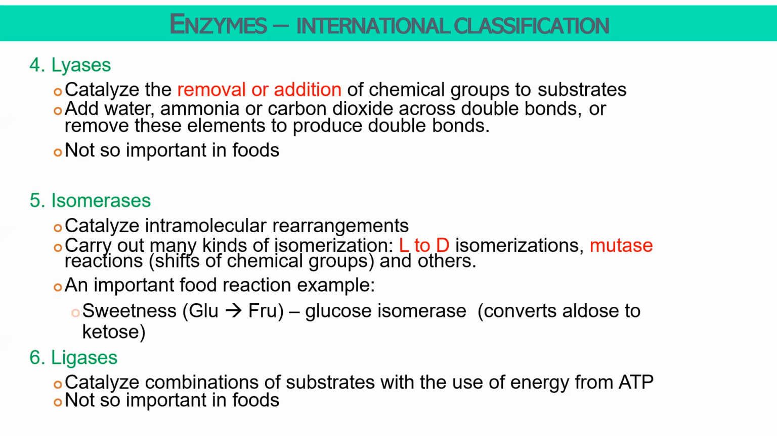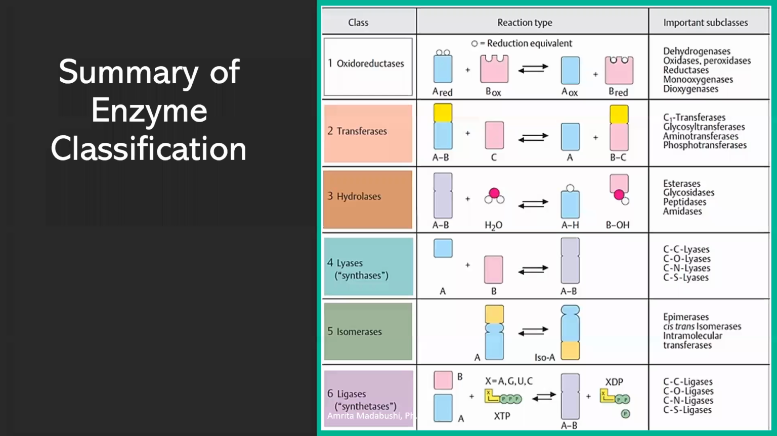For example, glucose can be converted to fructose by glucose isomerase. That's one reaction example. Then come the ligases. I don't know if you've read any molecular biology, but ligase is used for combining. Ligase is like glue. It combines 2 different substrates. So these are the 6 classes, and these are all summarized here.